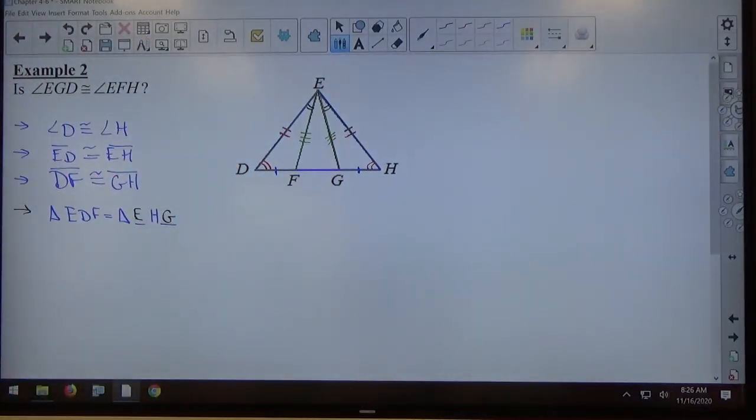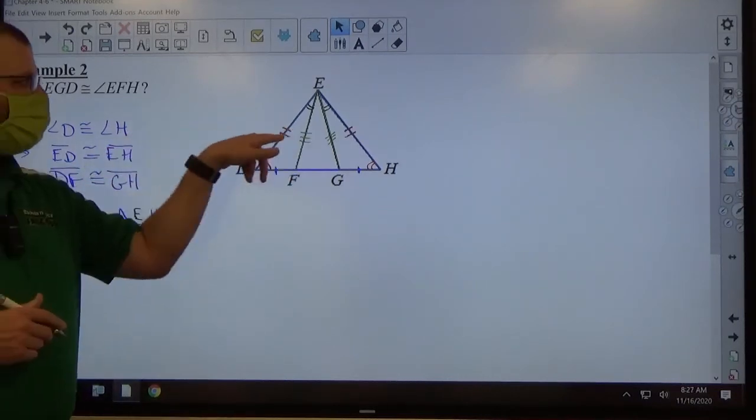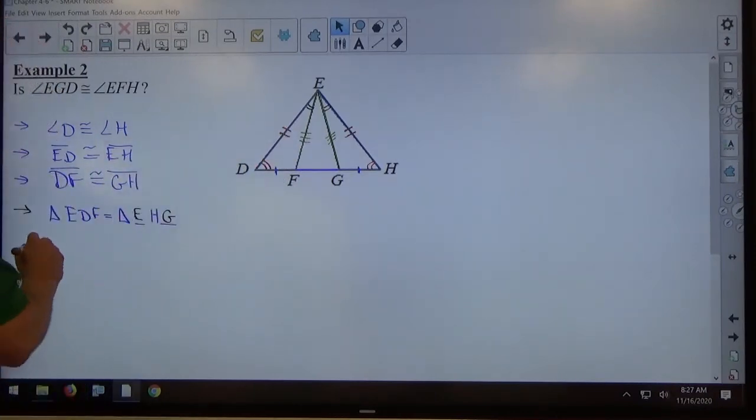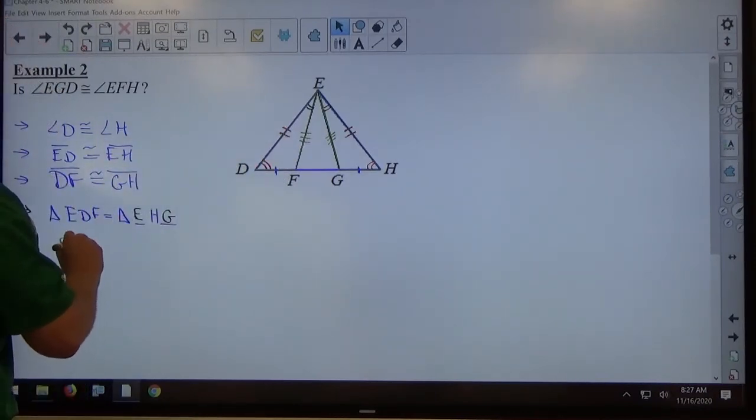Have we shown enough to show they're congruent? What's this statement say? Triangle EDF equals EHG. Right, EDF and EHG are congruent? Are EF and EG part of those triangles? Yes. Are they corresponding parts? Sure they are. So corresponding parts of congruent triangles are congruent, so I know that EF must be congruent to EG.